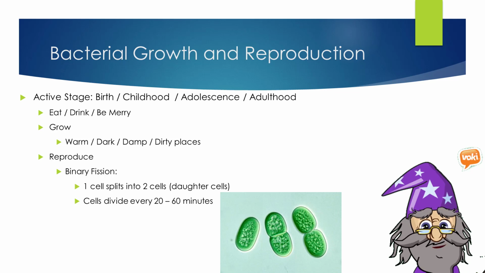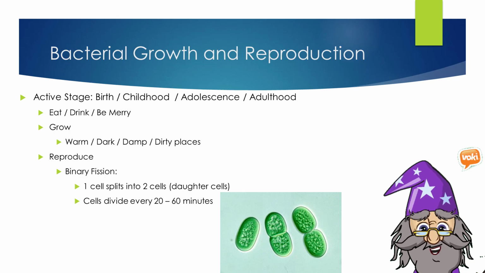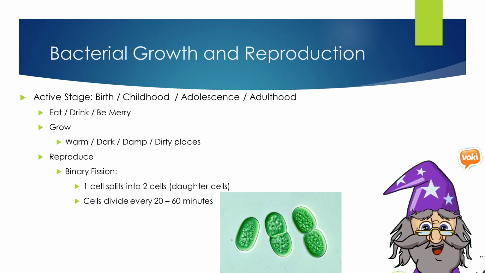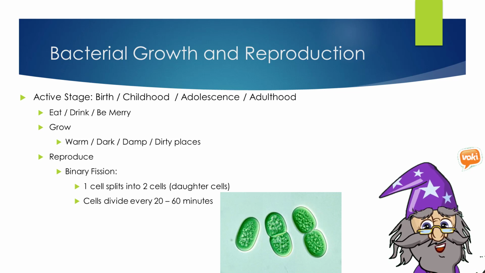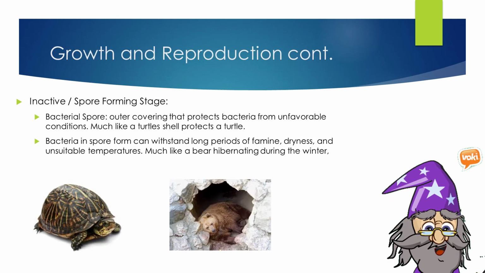Bacteria reproduce by binary fission. Simply put, binary fission means one cell will divide into two cells. Once divided, those cells are known as daughter cells. Cells divide every 20 to 60 minutes, in the proper conditions.